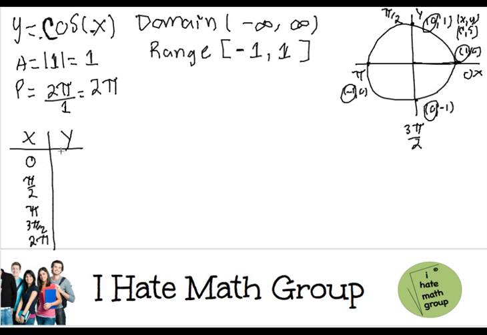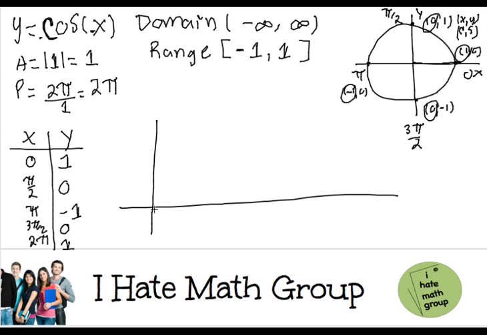So let's do it. With 0, I'm going to have here 1. With pi over 2, I'm going to have 0. With pi, I'm going to have negative 1. And then 3 pi over 2, I'm going to have 0. And finally, with 2 pi, I'm going to have 1 again. Awesome. Let's go ahead and graph the cosine.